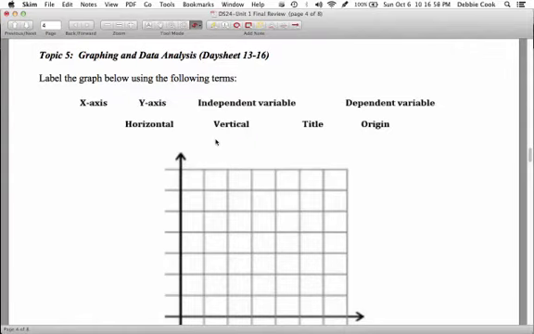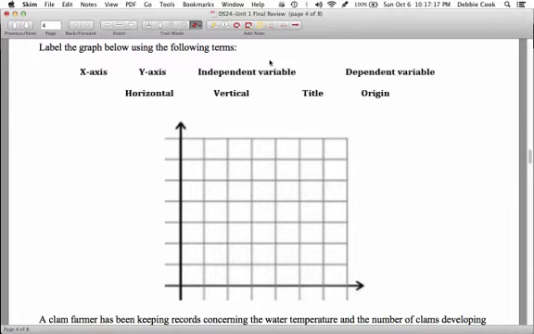Welcome to the Unit 1 Topic Number 5 Review and Answer Key. Topic number 5 is going to focus on graphing and data analysis. If you need any additional information that goes into more detail, you can refer to daysheets 13 through 16 that we've already done as a class. Let's go ahead and dive in and see what we need to do for our first section.